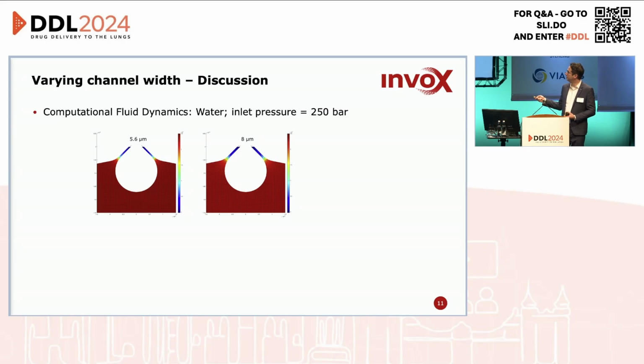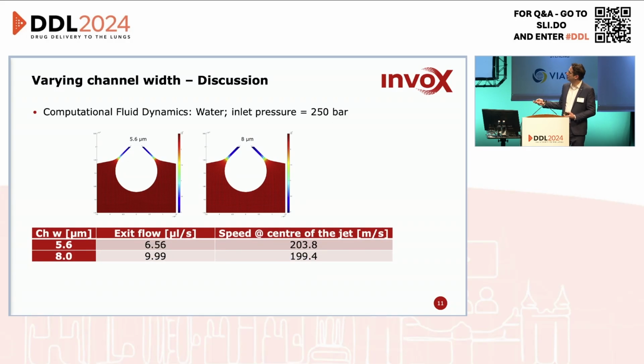We applied our CFD model to the nozzle, and we found out that although the flow rate in microliters per second changes, actually, if we think back of that parabolic profile here at the exits of the channels, the speed in the center is still more or less the same.